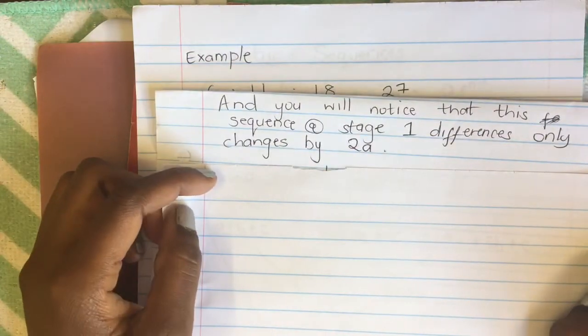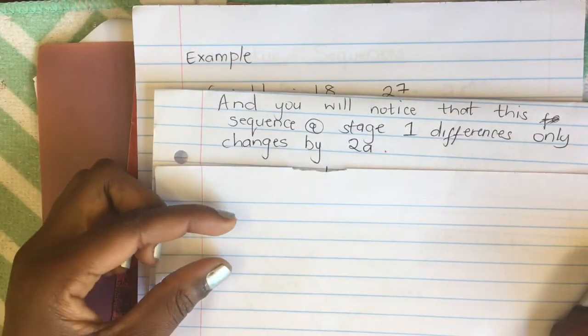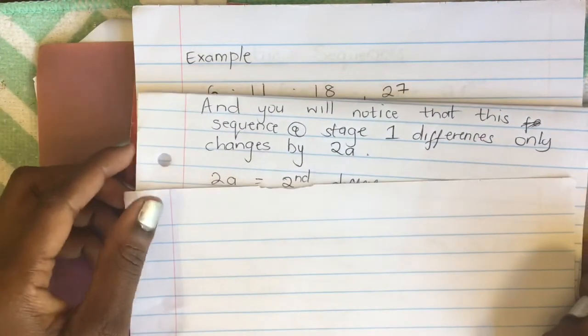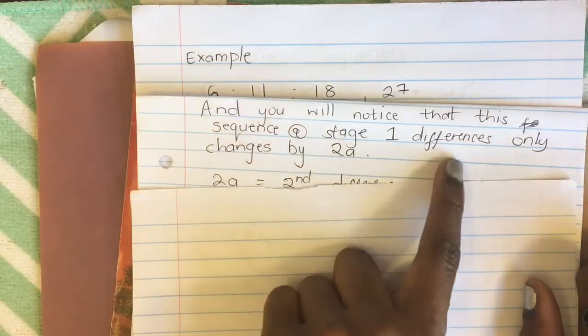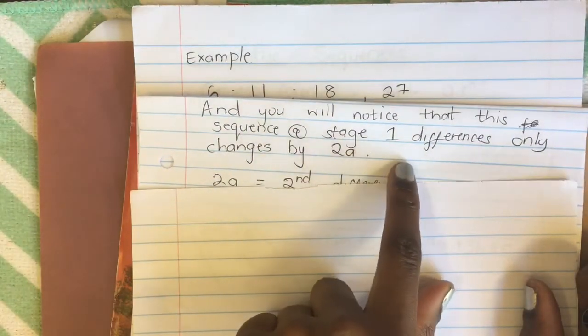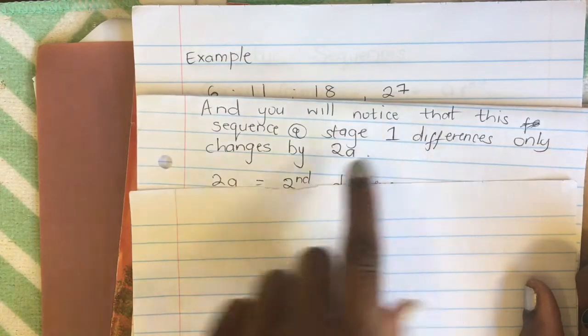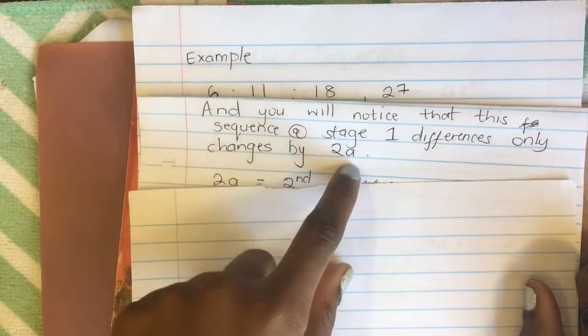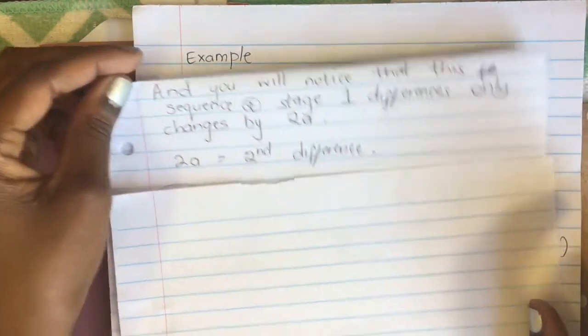Once we've found the new stage differences, which I said will be an arithmetic sequence, you will notice that this sequence at stage 1 differences only changes by 2a. The second difference is 2a already.